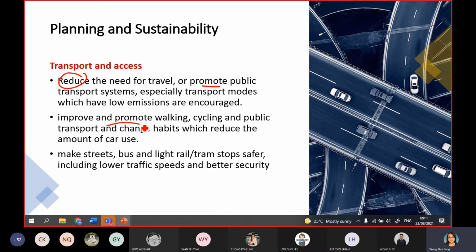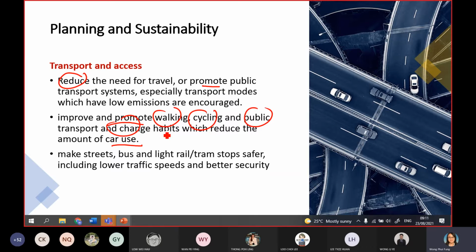Okay. Improve and promote walking, cycling, and public transport, and change habits, which will reduce the amount of car use. So if the property is near public transport, a person like me, I also very lazy sometimes, but then it actually changed my habit. I would think, not bad, I can take public transport to Mid Valley. I can even take public transport to 1U. That is how it changes people's habits. When you give them a choice, they will think about it, and they will actually take it.